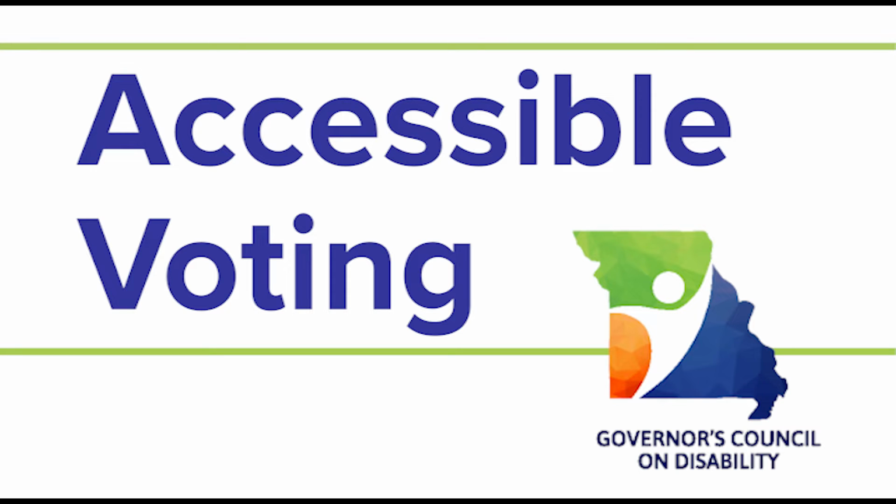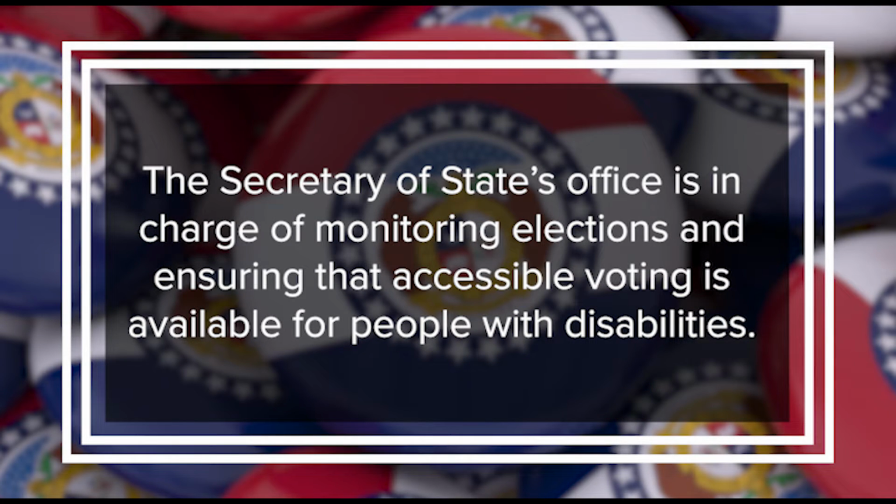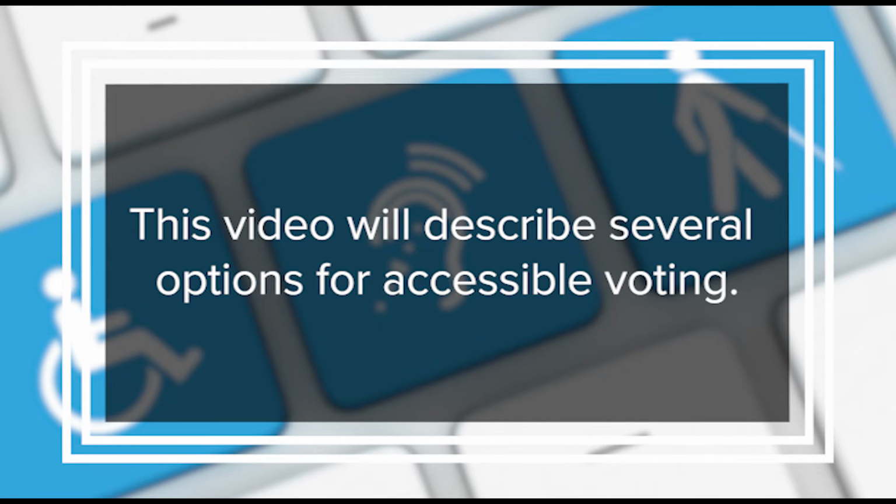Then, a female is seen on screen wearing headphones while using an accessible voting machine and getting assistance from the election judge at a polling place. The Secretary of State's office is in charge of monitoring elections and ensuring that accessible voting is available for people with disabilities. This video will describe several options for accessible voting.